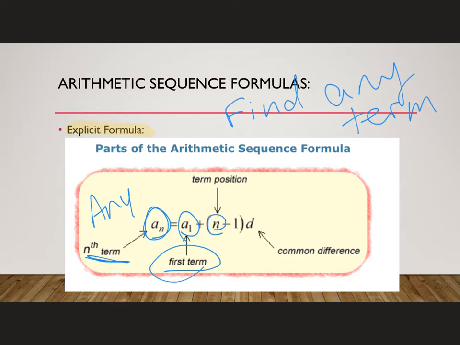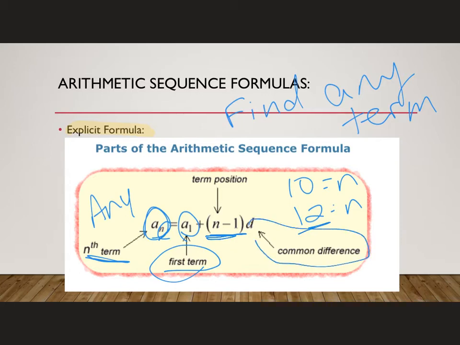n is the term position. So when I'm talking about the 10th term, then n equals 10. If I'm talking about the 12th term, that's what n is. And it would go here as well as here. We've got n. Let me erase real quick so you can see a little bit better. We have n minus 1. So in this case, I'm looking at whatever the term is, minus 1, times d.